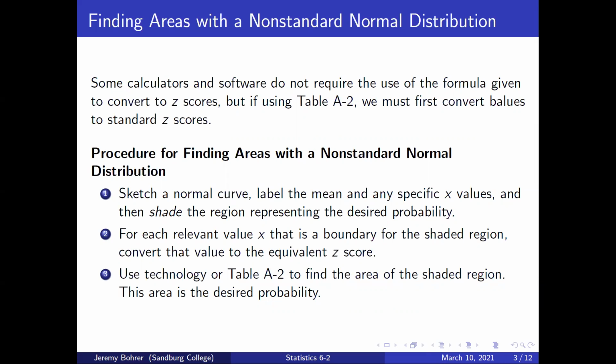The procedure for finding areas with a non-standard normal distribution. First, sketch a normal curve, label the mean and any specific x values, and then shade the region representing the desired probability. For each relevant value x that is a boundary for the shaded region, convert that value to the equivalent z-score. Use technology or table A2 to find the area of the shaded region. This area is the desired probability.